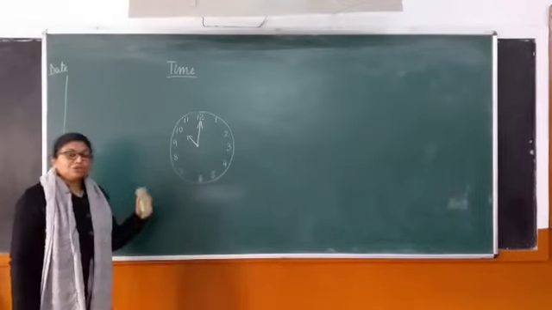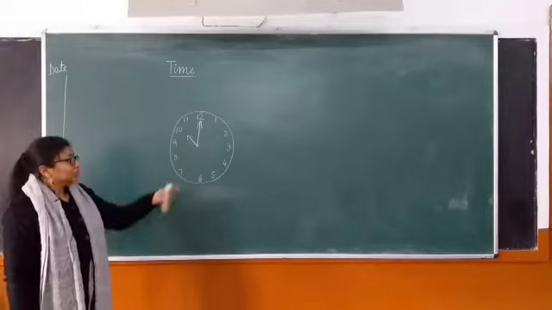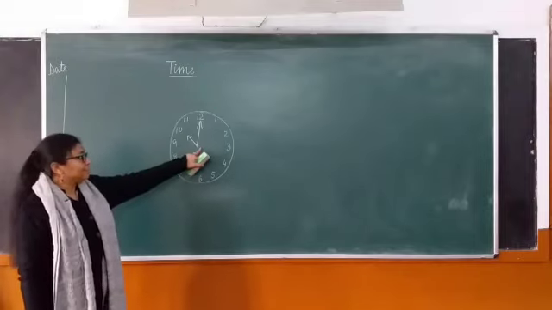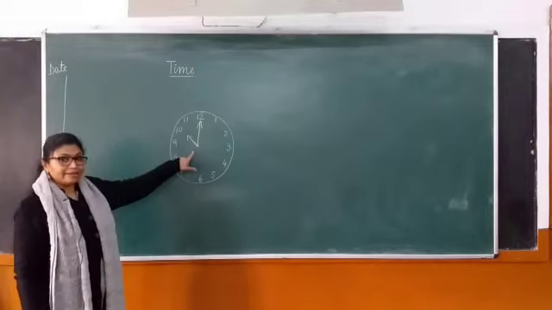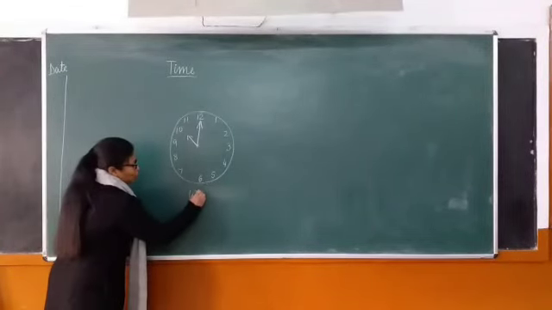Now you have to see the clock and tell the time. So what time is it showing over here? Where is the big hand? The big hand is at 12 and the small hand is on 10. So what time is it? It is 10 o'clock.